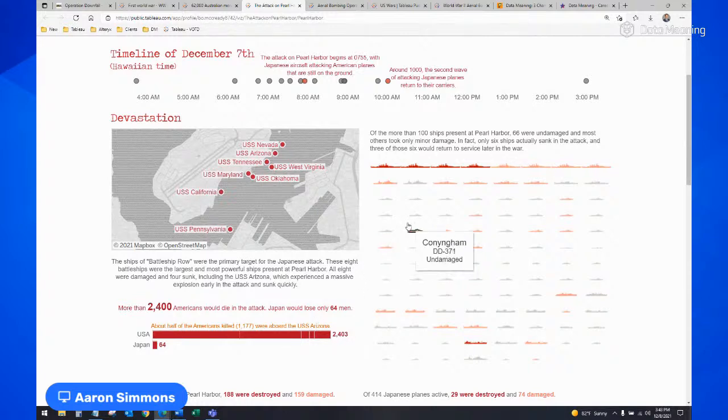Yeah. That's like an image of the ship. That's pretty cool. So these are probably the ship types, because these look a little different than this one. So you see probably all the gray are the undamaged, the light colored are the damaged, and these are the ones that sank. You can see which ones sunk, which are undamaged, and which are damaged.